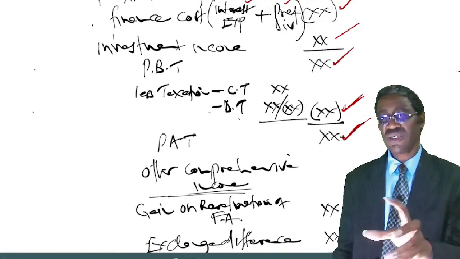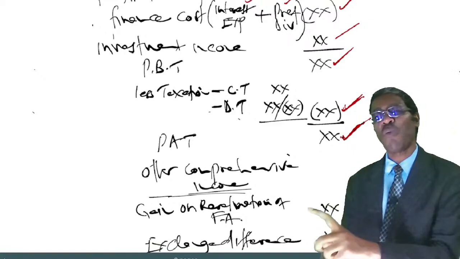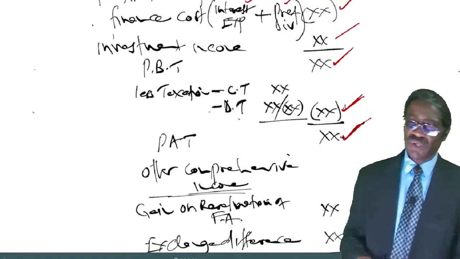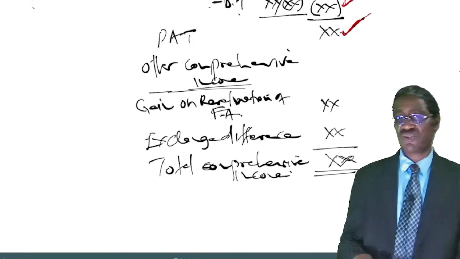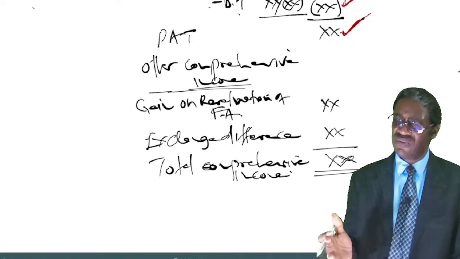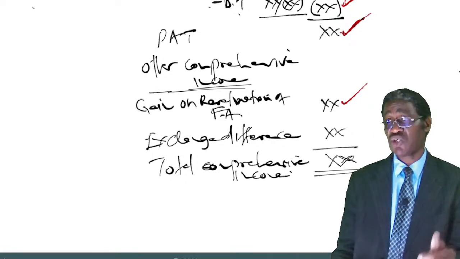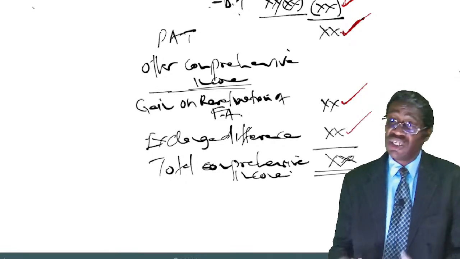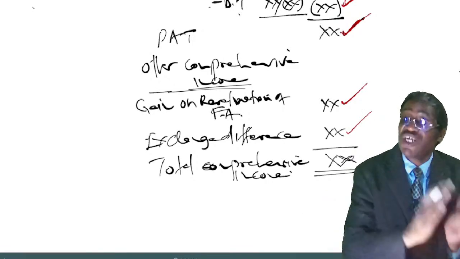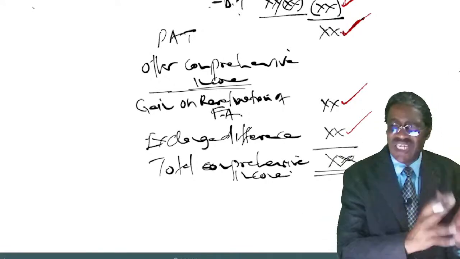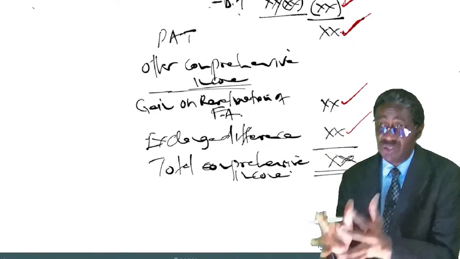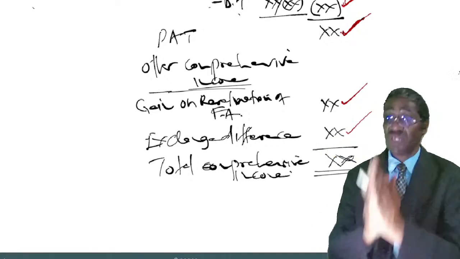If the question tells you to prepare a statement of comprehensive income, then you come and find out from the question what the other comprehensive incomes are. I've given examples like gain or loss on revaluation of fixed assets, and any exchange difference on translation of foreign currency transactions.